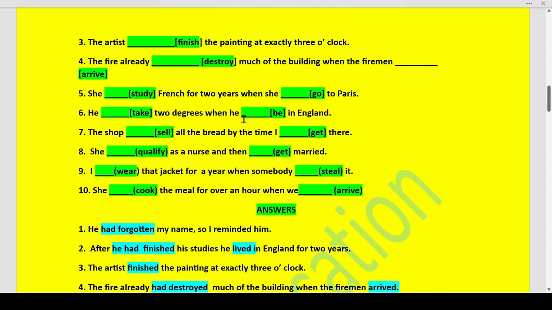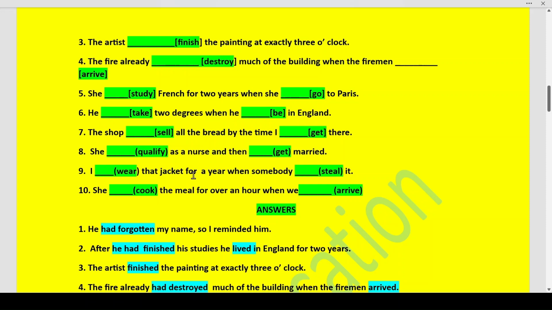He took 2 degrees when he was in England. Now he is a singular subject, so it will be followed by was, which is the form of the be verb, in England. The shop sell all the bread by the time I get there. The shop had sold. Sell becomes sold, all the bread. Shop is the subject, had sold, bread is the object. All by the time I got there. Get becomes got. She qualified as a nurse and then get married. She had qualified as a nurse and then got married.